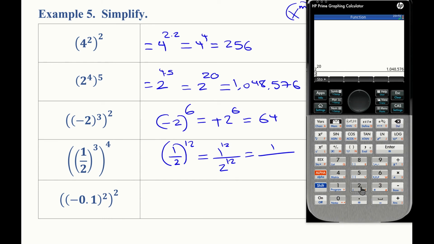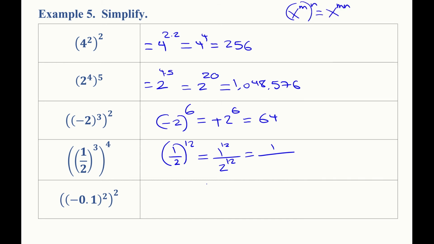So 2 to the power of 12 is 4096. So we get 1 over 4096. Now, if they ask you to leave the answer in exponential form, just write it as 1 over 2 to the 12, like that.